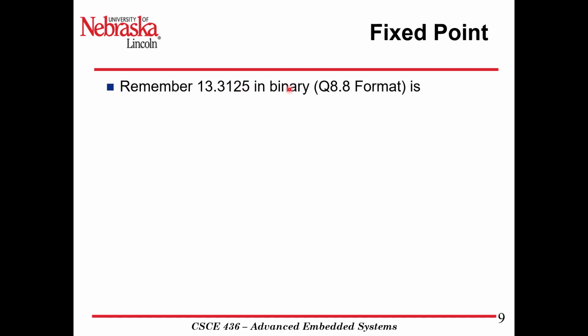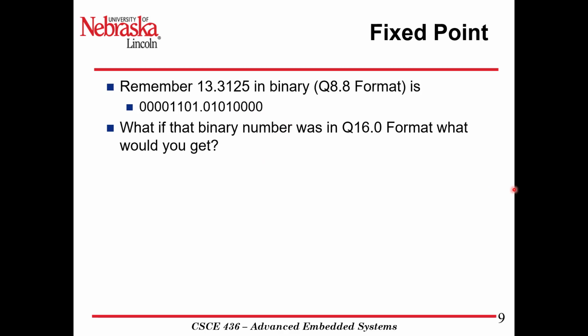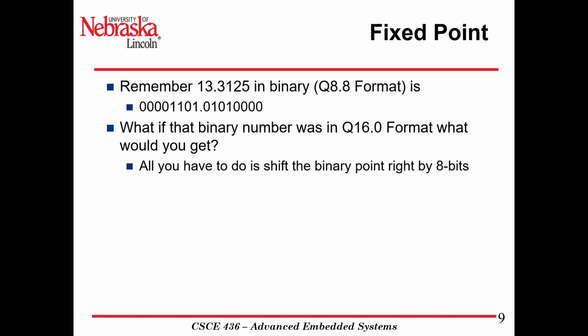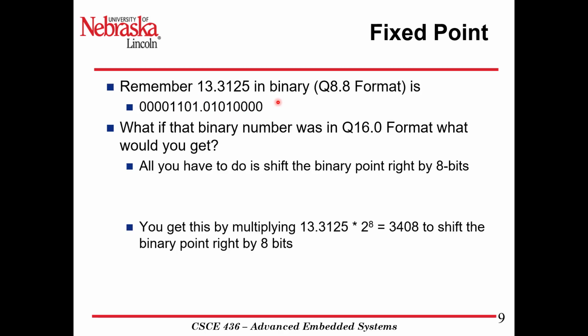So, remember we have this number in binary Q8.8 format, 13.3125, it's represented as this. What if you have a binary number that was in Q16.0? How would you get that number into a 16.0 format? All you have to do is shift the binary point to the right by 8 bits. So if you shift that number to the right by 8 bits, you're essentially multiplying it by 2 to the 8.